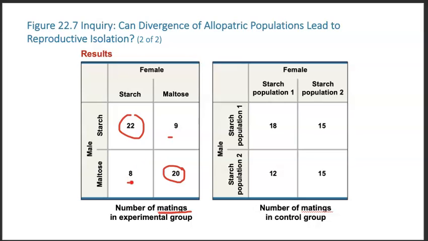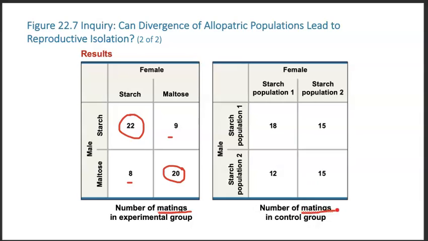So this kind of allopatric isolation, this geographic isolation, happened in the lab. Now, you might think that just because the starch ones were raised isolated from the maltose ones, maybe that's why they were not really happy mating with them.